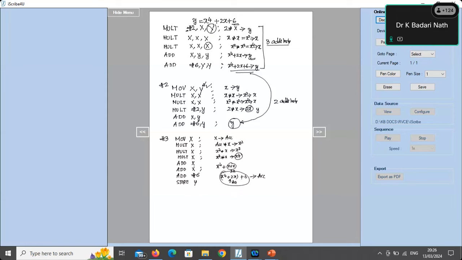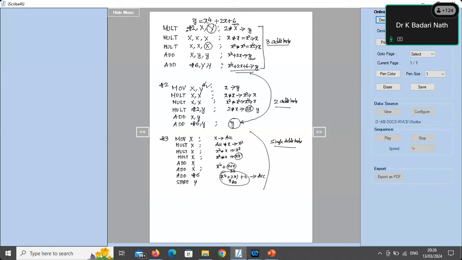So this is the program using single address instructions. This is how we write a program using the single address instructions. Now we have understood there are three types of instructions: single address, two address, three address. Given any program using the simple arithmetic and data transfer instructions, we can implement the logics.